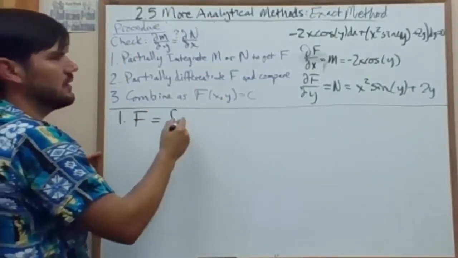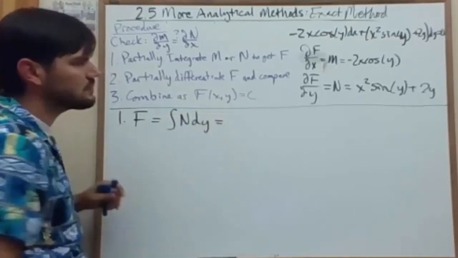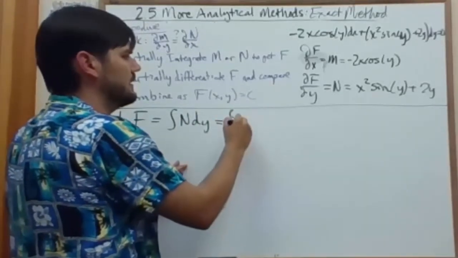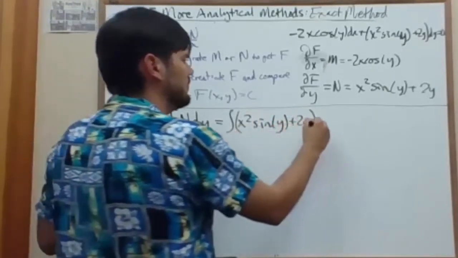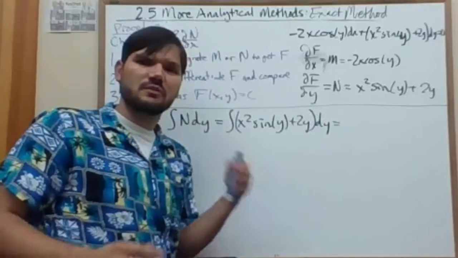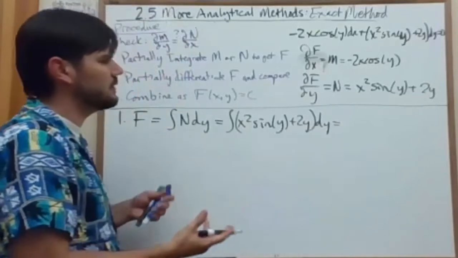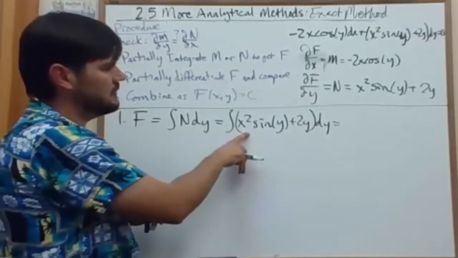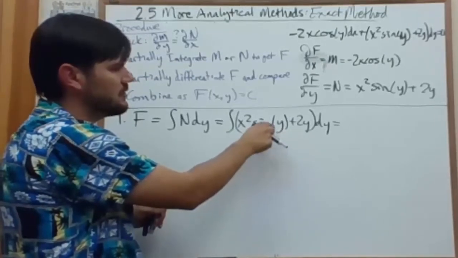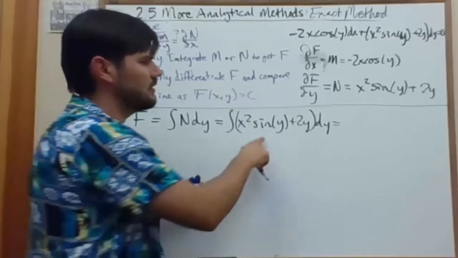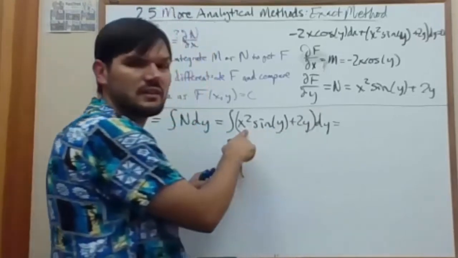So f is equal to the integral of N dy. What is that? That is x squared sine of y plus 2y. Now, since we're integrating in terms of y, that means we're treating x as a constant, just like a partial derivative. It's a partial integral. So we will have the sine integrating back to a negative cosine, and y integrating back to a y squared. x squared is a constant.